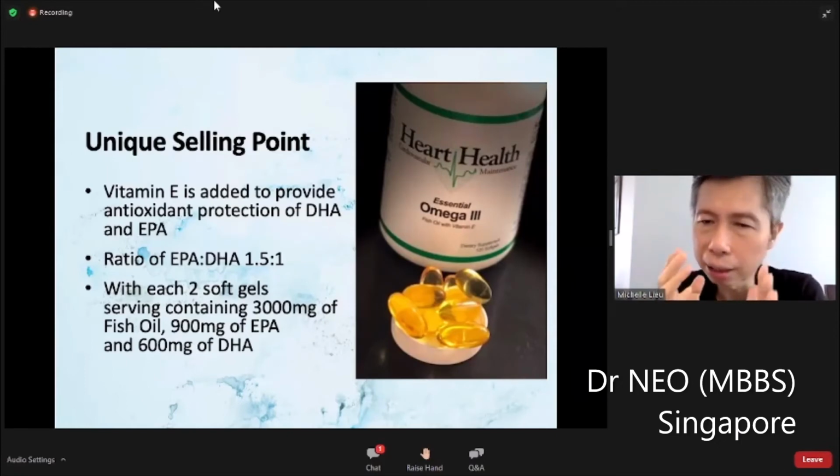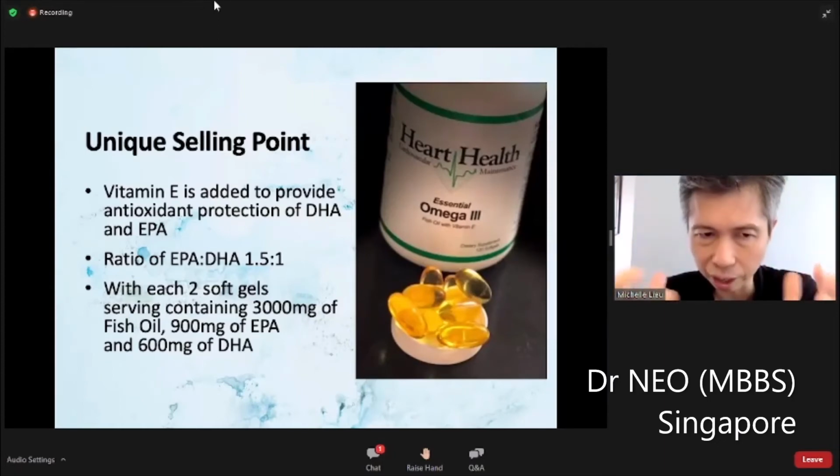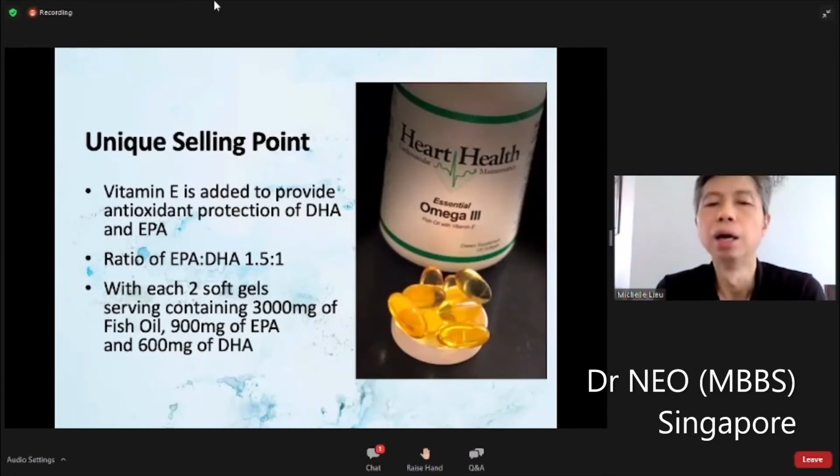I can tell you that for this particular product, each serving of 2 pills gives you 3,000 mg of omega-3 fish oil. Of this, 900 is EPA and 600 milligrams is DHA. That is very, very high.